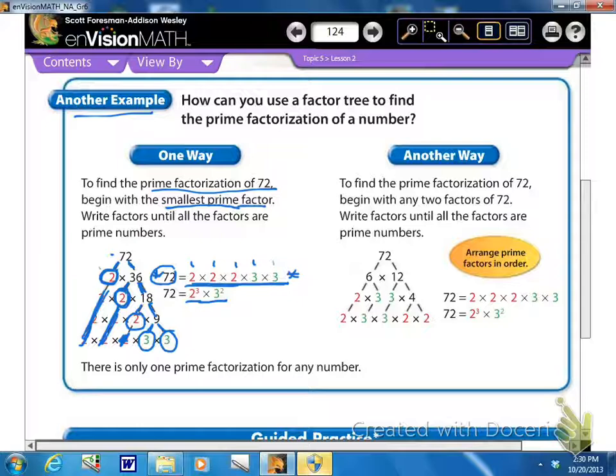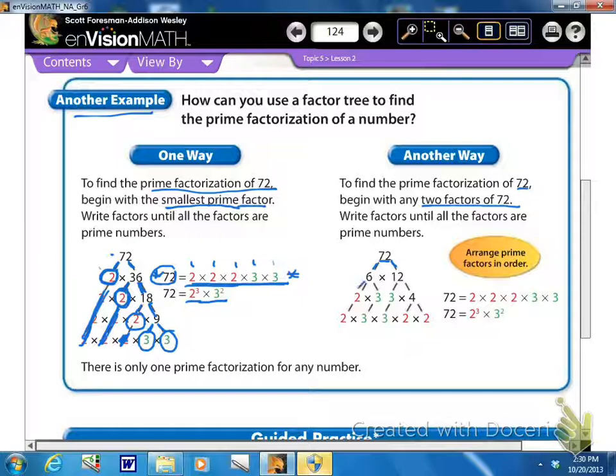You could pick, we started with 2 times 36, but you don't have to start with a particular number. So they give you another example over here. And in this one, it just says to find the prime factorization of 72, just begin with any two factors of 72. You don't have to begin with the smallest number. So they start with 72 here at the top, and they split it into 6 times 12, because 6 times 12 is 72. Now, neither of those numbers are prime, so you have to keep going, branch off of each of them.